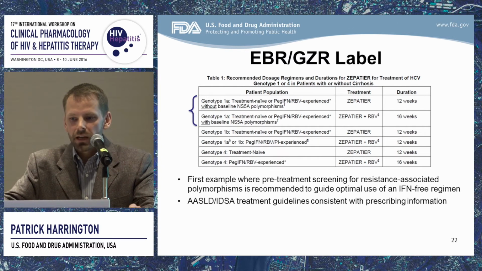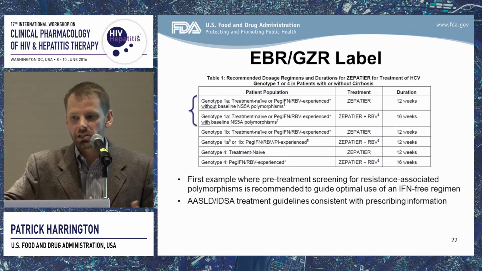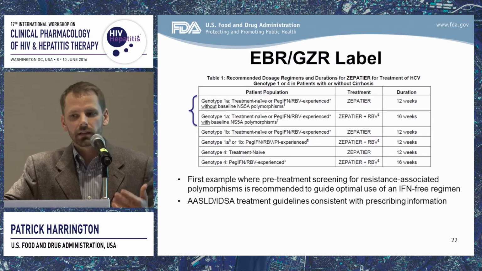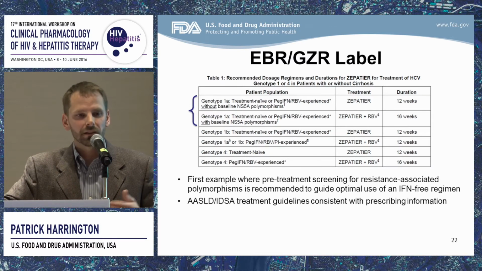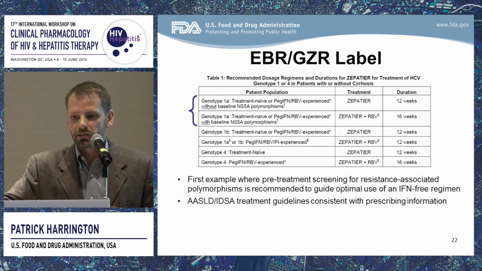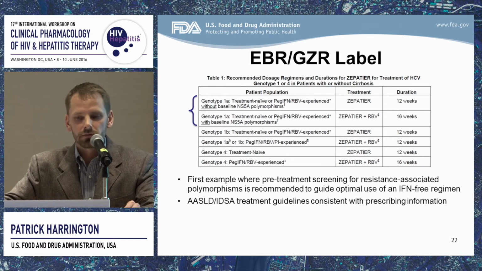So for genotype 1A patients without NS5A polymorphisms, this represents about 88 to 90% of the genotype 1A population. You have this really nice once daily, ribavirin-free, 12-week regimen, and those patients can expect to achieve a very high chance at achieving SVR. It was about a 98% chance based on clinical trial results. And then for the smaller subset of genotype 1A patients that have NS5A polymorphisms, we recommend a more intensified regimen of the Zepatier combination plus ribavirin for that longer duration of 16 weeks.